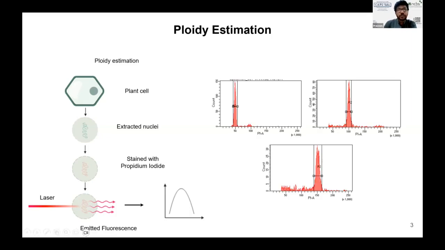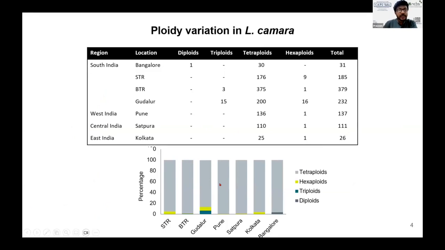So a typical flow cytometry plot looks like this, where if the nuclear peak for a diploid is at 50, for a tetraploid it will be at 100, and for a hexaploid it will be at 150. Like this, we score different plants for their ploidy. And so we have done this ploidy analysis for a lot of plants collected from different locations in the country.